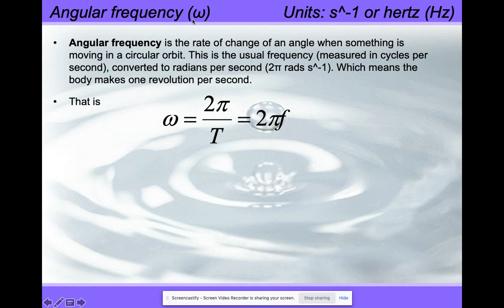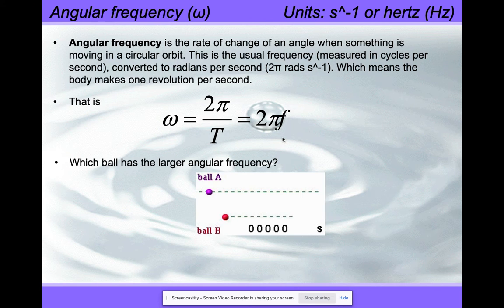So omega, I told you we'd get to omega. So omega is angular frequency. So how do we get that? Well, it's 2 pi over T. It's 2 pi over the period. It's usually written as 2 pi f. Well, you have to remember, f is 1 over the period. So if we transform this, remember that period, you get omega is 2 pi f.